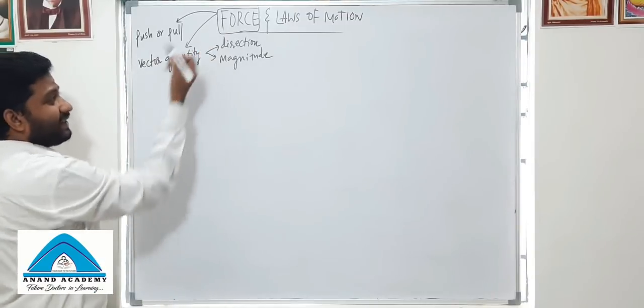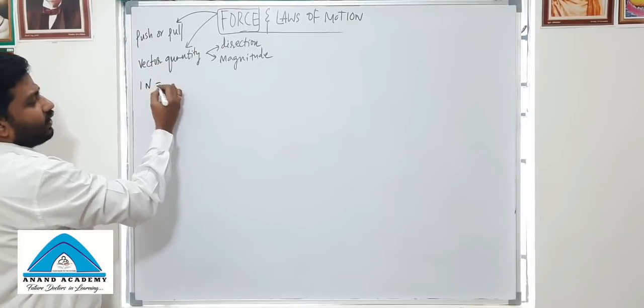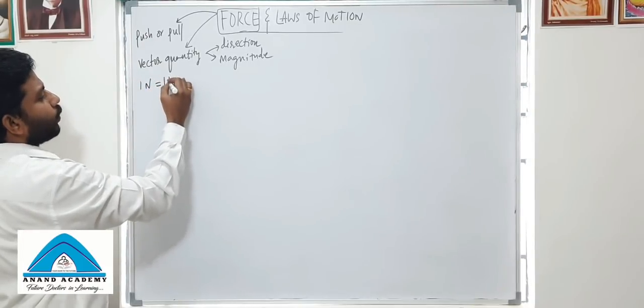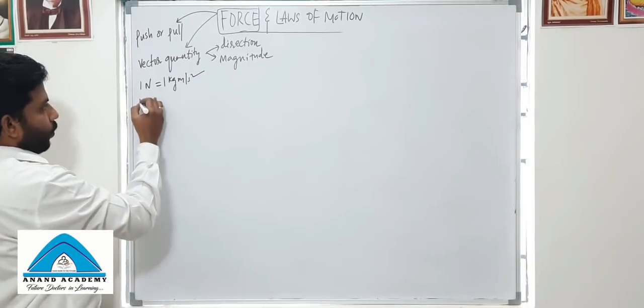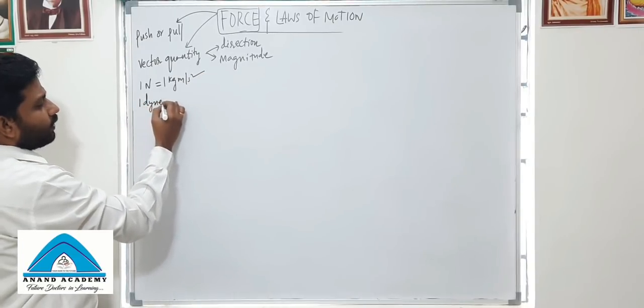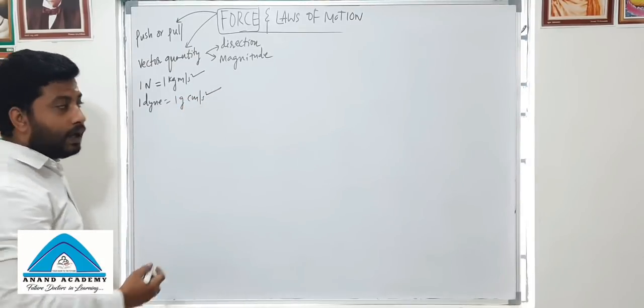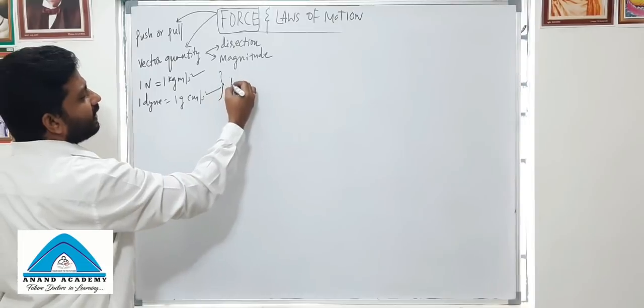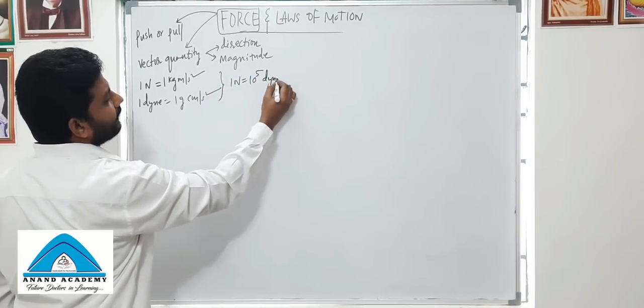And this is the force. The SI unit is Newton. 1 Newton is 1 kg meter per second square. 1 dyne is equal to 1 gram centimeter per second square. And both together have a relation: 1 Newton is equal to 10 raised to 5 dyne.